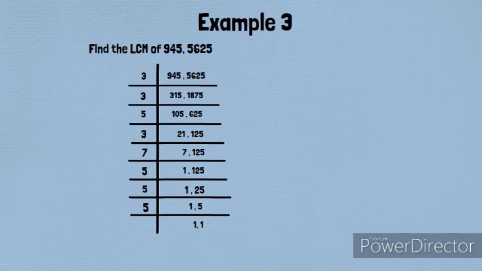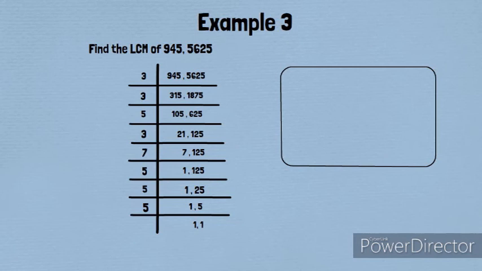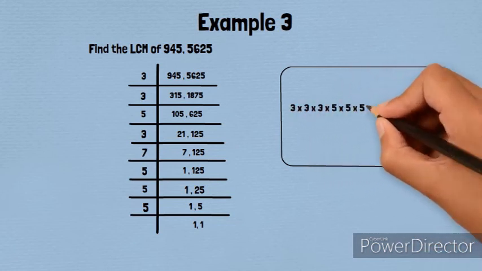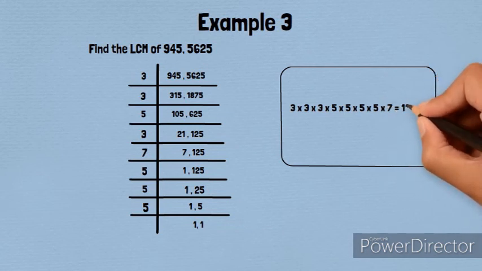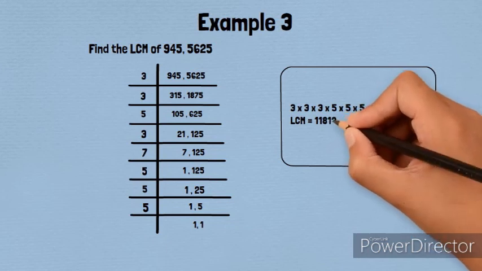Now let's divide 1 and 25 by 5. 1 cannot be divided by 5, so we bring down the 1. And 25 divided by 5 gives us 5. Now let's divide by 5 again. 1 cannot be divided by 5, and 5 divided by 5 gives us 1.